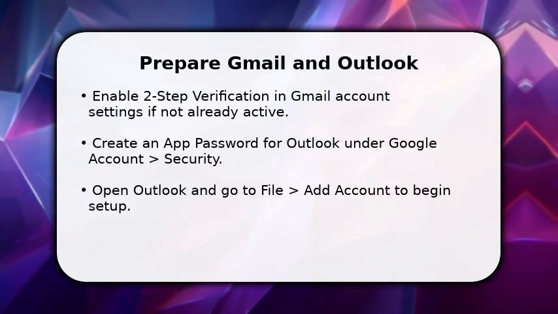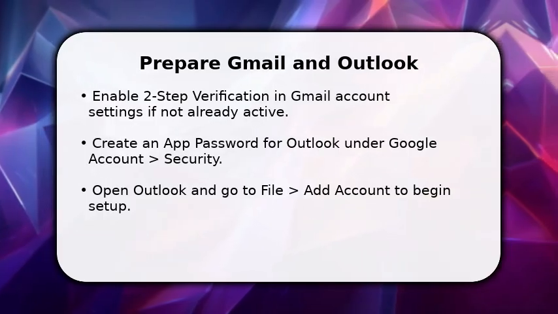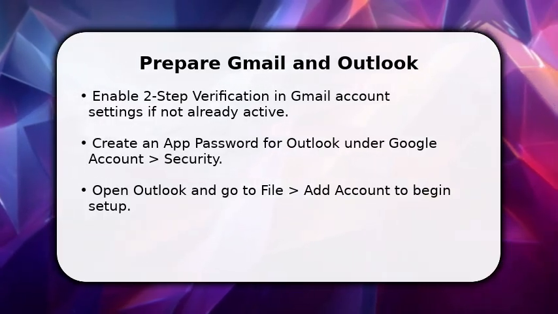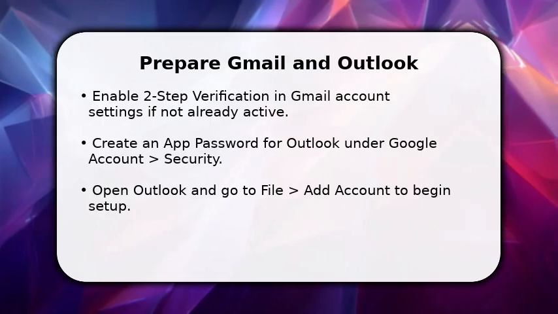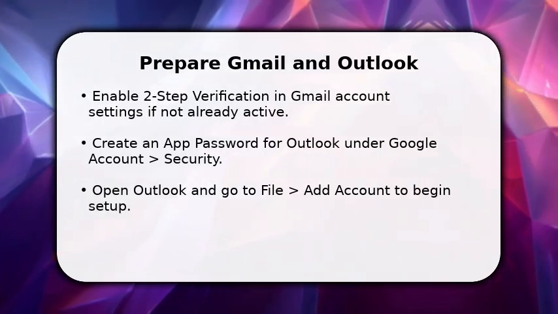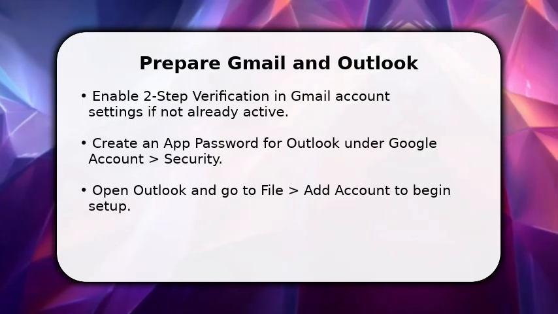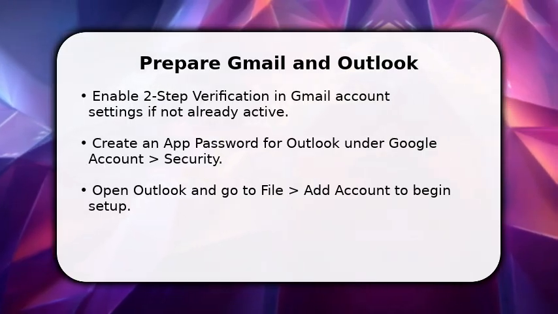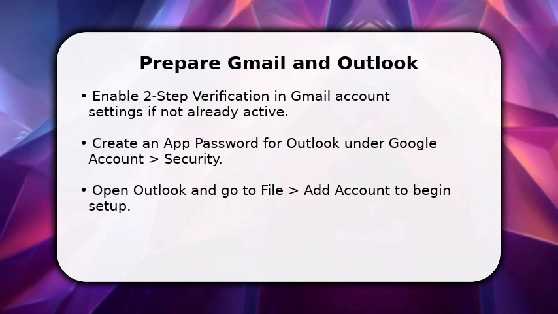Once done, open Outlook and choose File, then Add Account. You'll enter your Gmail address first. Outlook will try automatic setup, but you'll switch to manual if asked. Make sure to keep the app password handy. You'll paste it instead of your normal Gmail password when prompted, which prevents authentication errors later.